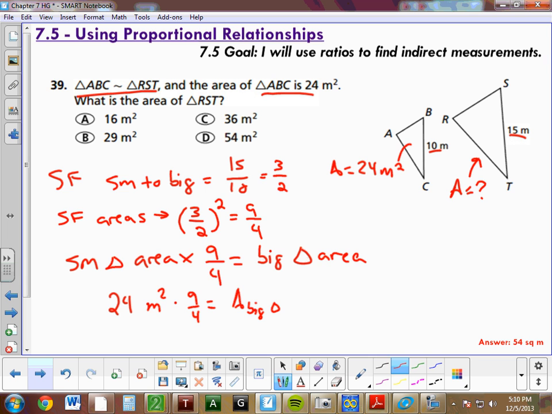So something about notation, just so you know, when you write a large letter and you put a little subscript underneath, it's a way to show notation in math without having to write all the stuff out. So when I write A, big triangle, it means area of big triangle. So anyways, 24 times 9/4, the 24 and the 4 cancel. 6 times 9 is 54. So I get 54 meters squared equals the area of the larger triangle, which is that answer there.